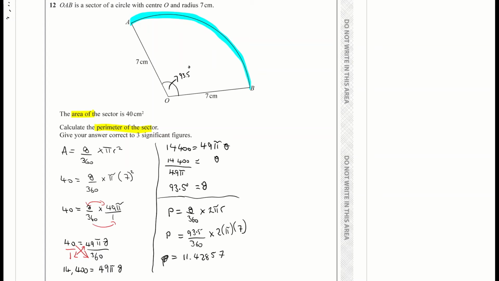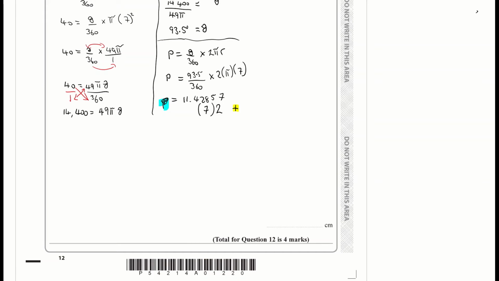But what I also need to do is add on my two radii lengths, this length here in green, yellow, this 7 and this 7 here. So I need to add to that plus 7 by 2, because I have two of them actually, which is 14. So my answer is going to be 11.42857 plus 14, which is giving me a total perimeter of 25.42857. The question wants it to three significant figures, so therefore my answer is 25.4. 25.4 centimeters is the full perimeter of that sector.